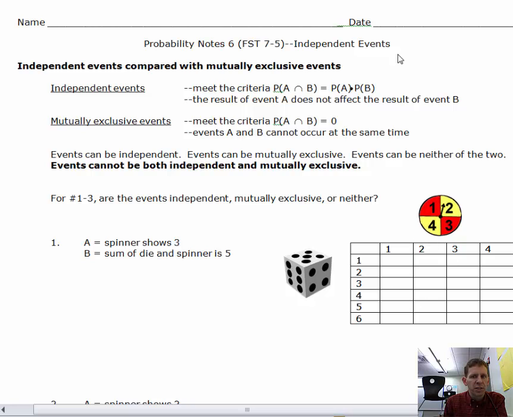These are probability notes 6, independent events. Today we're going to focus on independent events and mutually exclusive events.